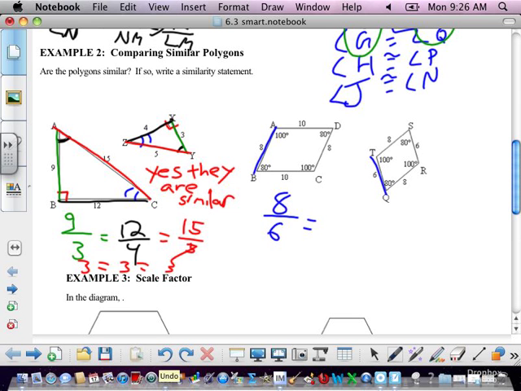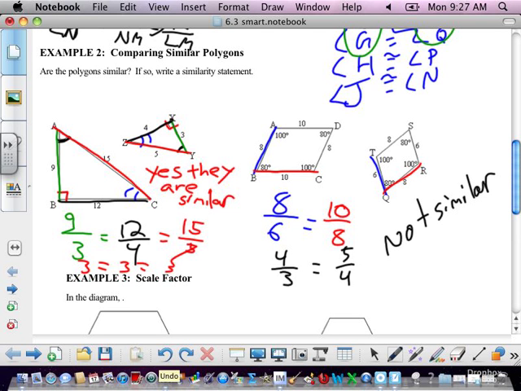Let's do one more, because then we know the other two are correct. We have BC is 10. What's the corresponding side for BC? QR, which is 8. So let's reduce these and see what we got. What goes into both 8 and 6 evenly? 2. So we have 4 over 3. What goes into 10 and 8 evenly? 2. So we get 5 and 4. Do those match? No, not similar. And why are they not similar? Because they're not proportional.